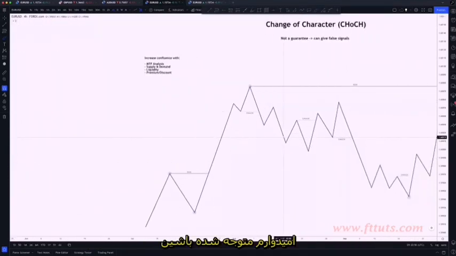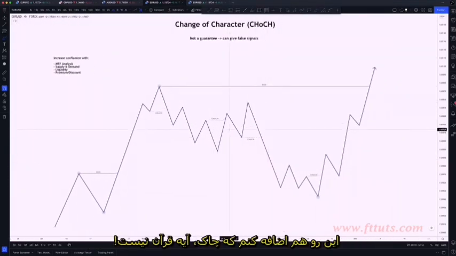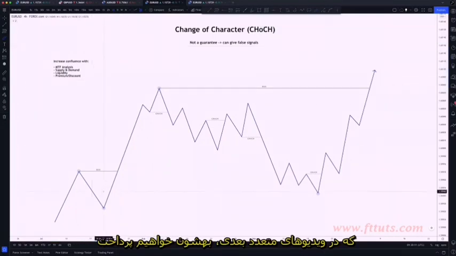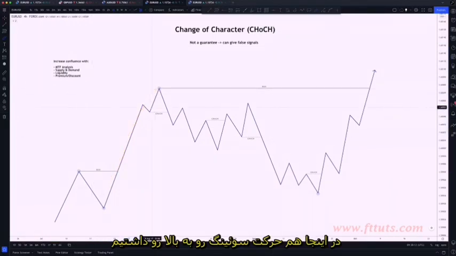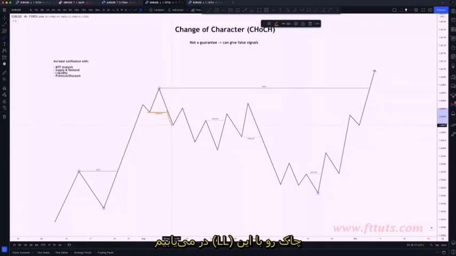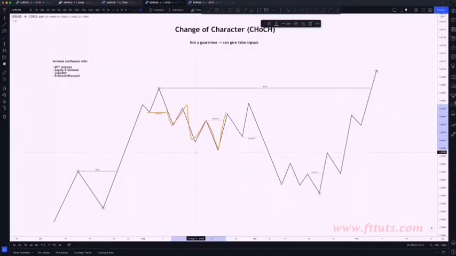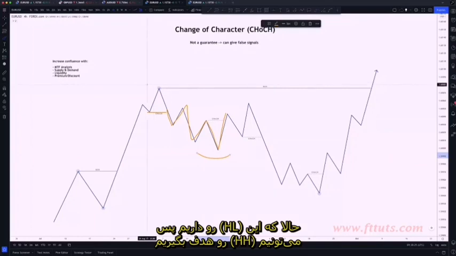Hopefully that makes sense. Now, what I want to add is changes of character are not the holy grail. Obviously, they can give you false signals, and that is why you need to pair them with other complements that we're going to look at right in the next few videos. So again, we get that swing movement up. We see that change of character, that first sign of a lower low. Okay, pullback is now starting. It stays bearish, but then we get a bullish change of character where we get that first internal higher high. Okay, maybe now this tells us that the higher low is in place, and we can target that higher high.